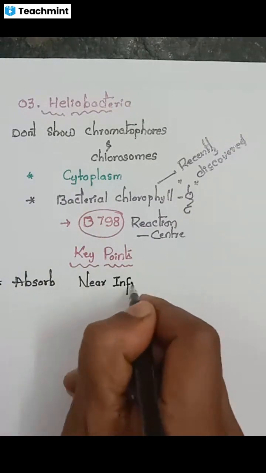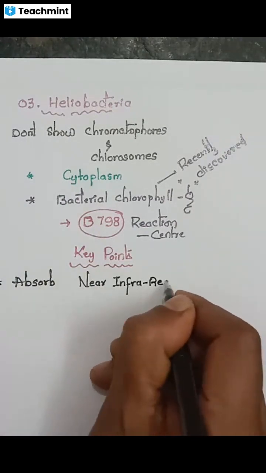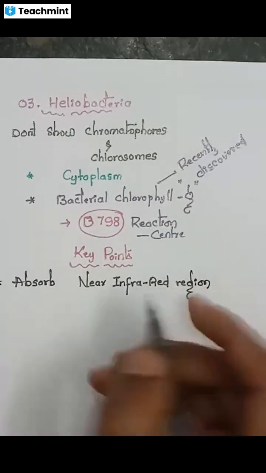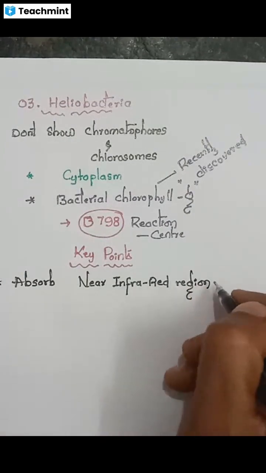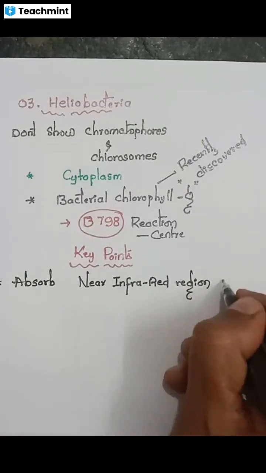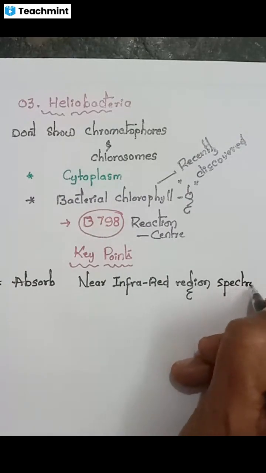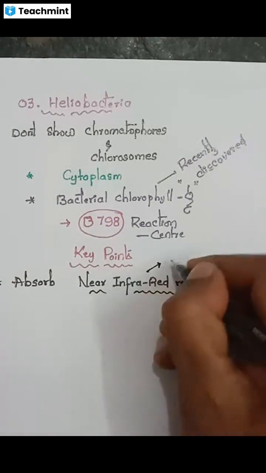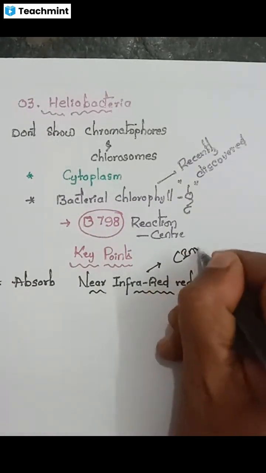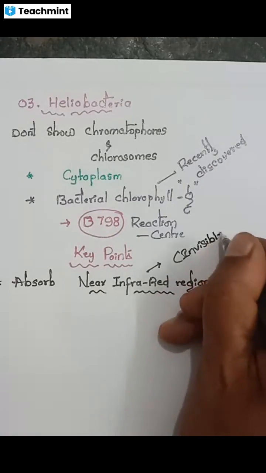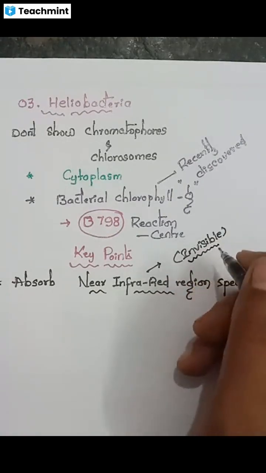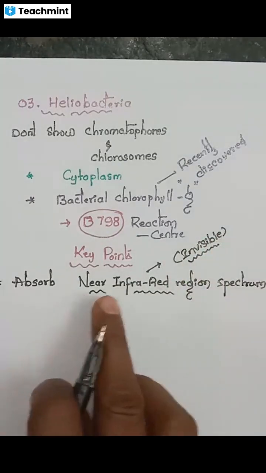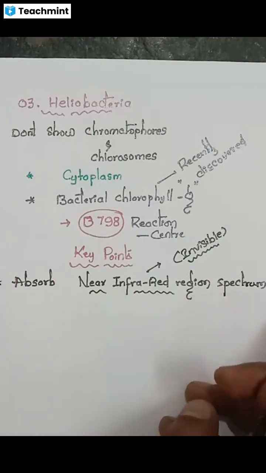infrared region of the spectrum. So near infrared region of the spectrum is known as invisible light. Generally, the plant absorbs the visible light, but the bacteria absorb the near infrared region of the spectrum.